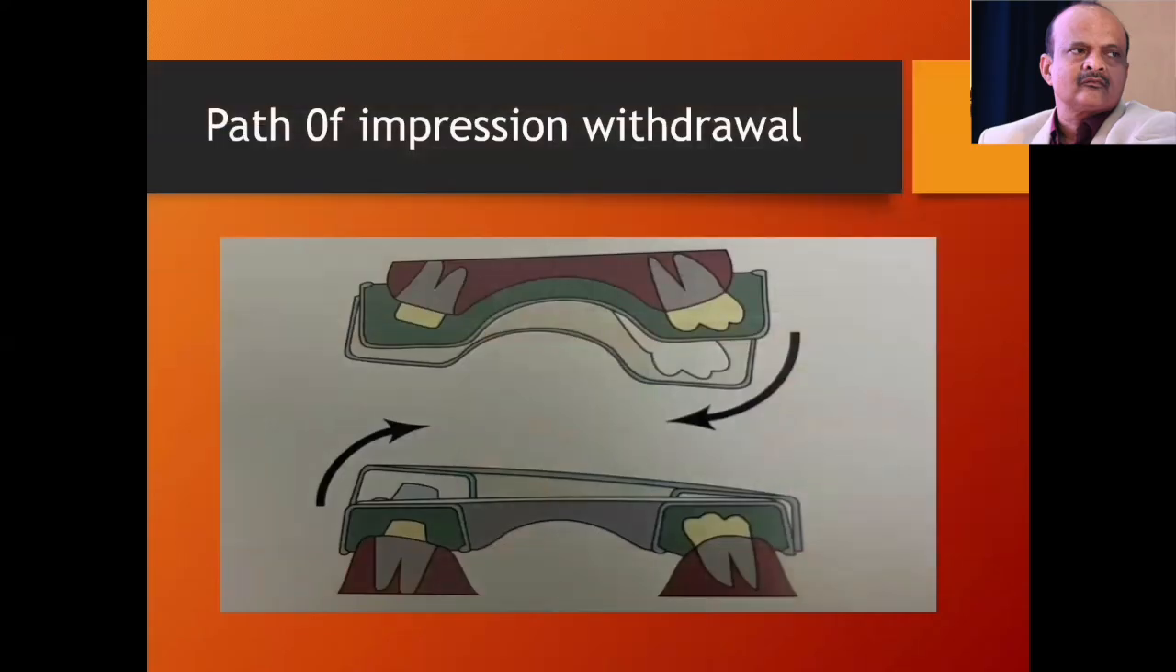Then the path of impression withdrawal, as I was mentioning. A point of note here is the maxillary arch: the teeth are divergent in nature, so it is recommended to withdraw the impression tray from the opposite side of the preparation. Whereas in the mandibular arch, the teeth are lingually inclined, and the tray path of withdrawal can be from the side of tooth preparation.